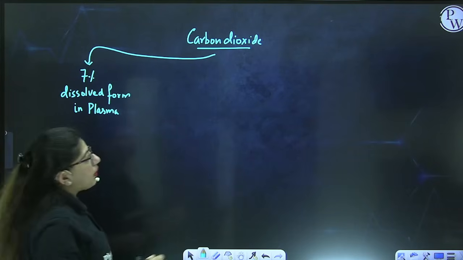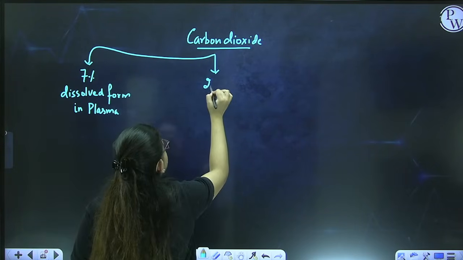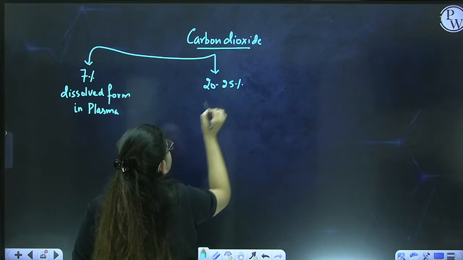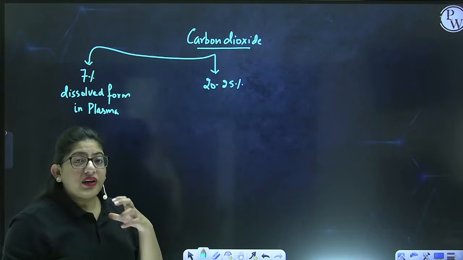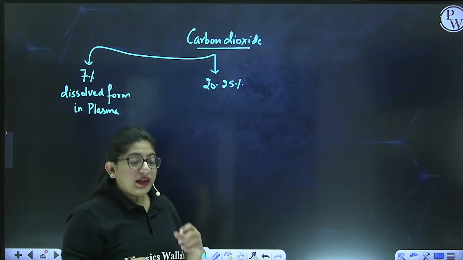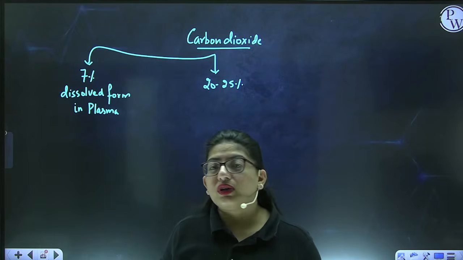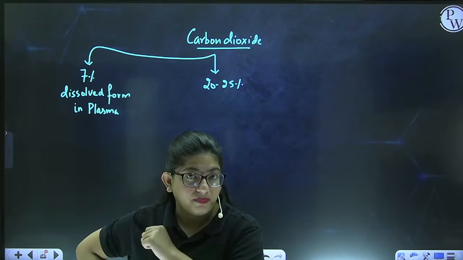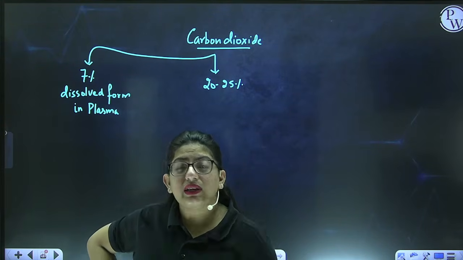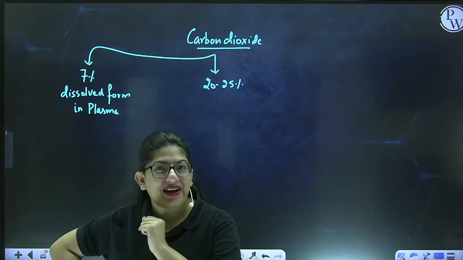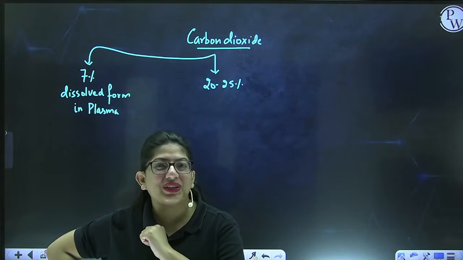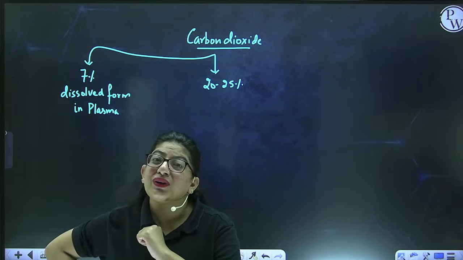Fine. Now 20 to 25%, how much? 20 to 25% goes with the hemoglobin. Again, here when oxygen was binding to hemoglobin, it was binding to the heme portion, so it was known as oxyhemoglobin. But when CO2 binds to hemoglobin, it does not bind to the heme portion. It binds to the globin portion.